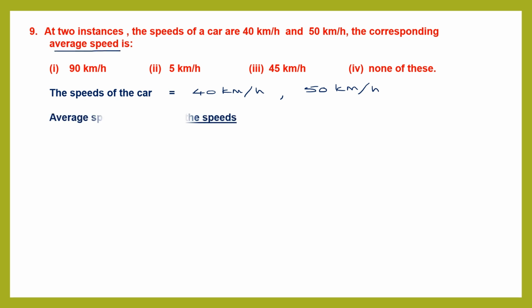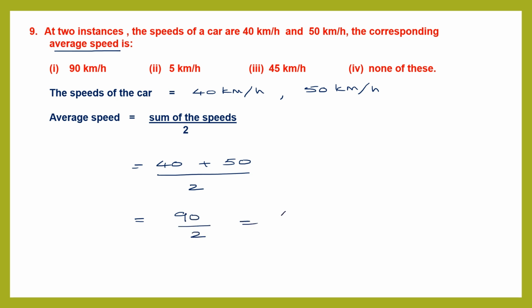So all we have to do here is average speed will be sum of the speeds. That means add up both the speeds and divide it by 2 because there are two instances here. So sum of the speeds will be 40 kilometers per hour plus 50 kilometers per hour and divide this by 2. 40 plus 50 is 90. 90 divided by 2 is 45. So our answer is 45 kilometers per hour. This is among the options, option 3, 45 kilometers per hour.